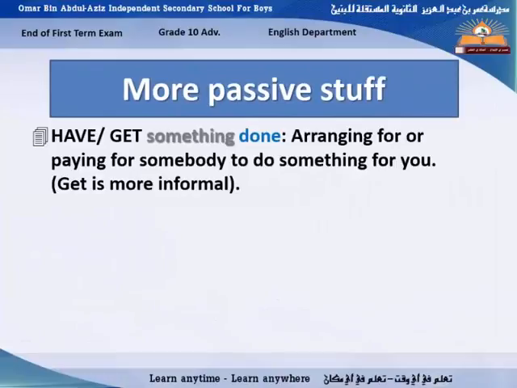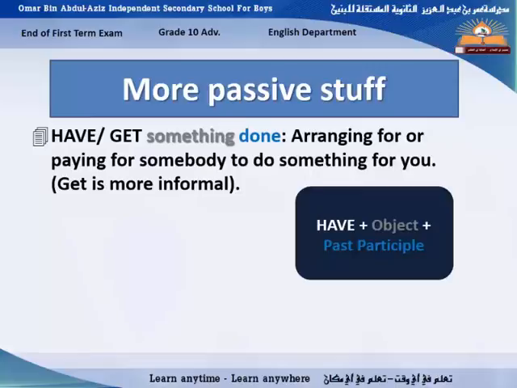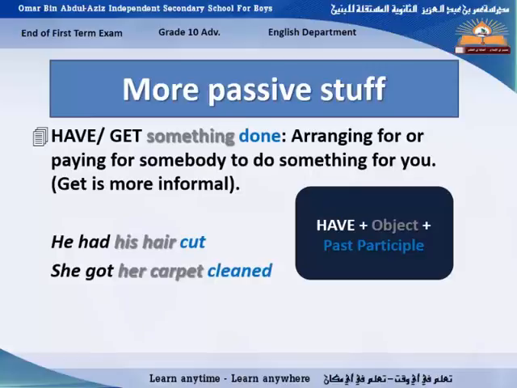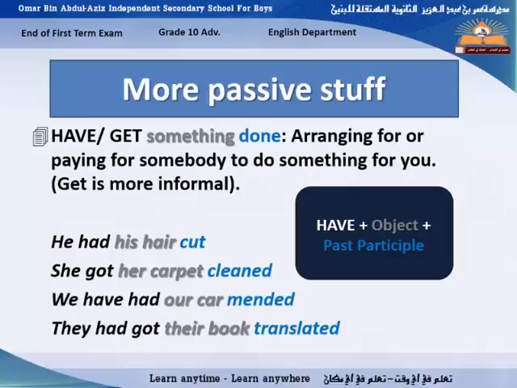Have and get something done: arranging for or paying for somebody to do something for you. Get is more informal than have. Here we use have plus the object plus the past participle. He had his hair cut. She got her carpet cleaned. We have had our car mended. They had got their book translated. So the subject or the one who does these things is someone else. It's not the subject.